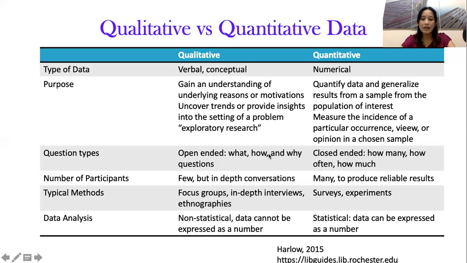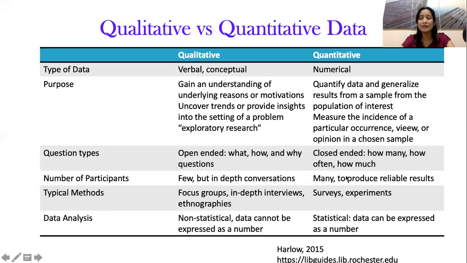Question types: open-ended, what, how, and why questions. Well, in quantitative data, usually it's closed-ended: how many, how often, how much. The number of participants, usually it's few. In a focus group discussion, you can have as few as, let's say, 7 people, 7 to 10. More than 10 is actually too much already for a focus group discussion. Or even just one if it's a key informant interview, or several people that you do key informant interviews with.